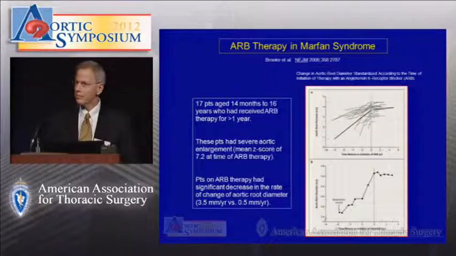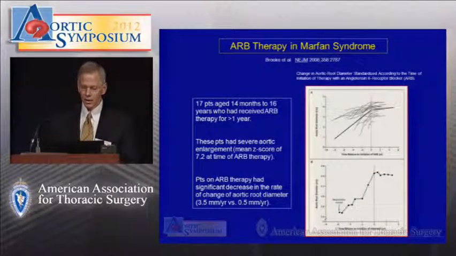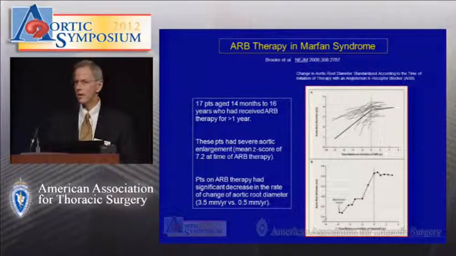In a group of young patients treated by Hal and his group with rapidly growing aortas despite beta blocker therapy, with a mean Z-score of 7, ARB drugs were initiated. Once that was done, there was a marked reduction in the rate of change of aortic root diameter in this very aggressive Marfan aortic group, with the mean diameter changing by only 0.5 millimeter a year growth compared to 3.5 millimeters a year prior to the initiation of an ARB drug.